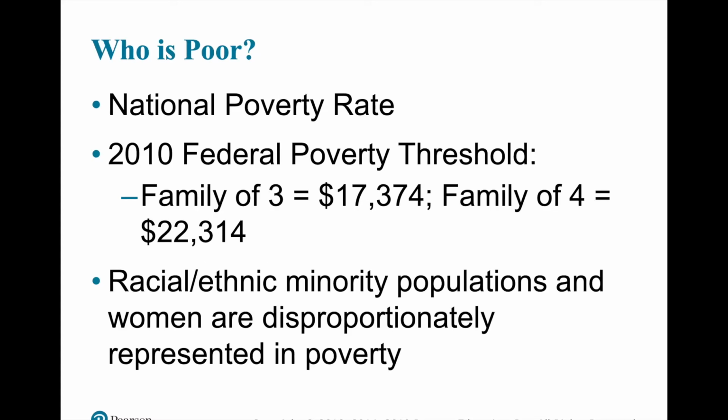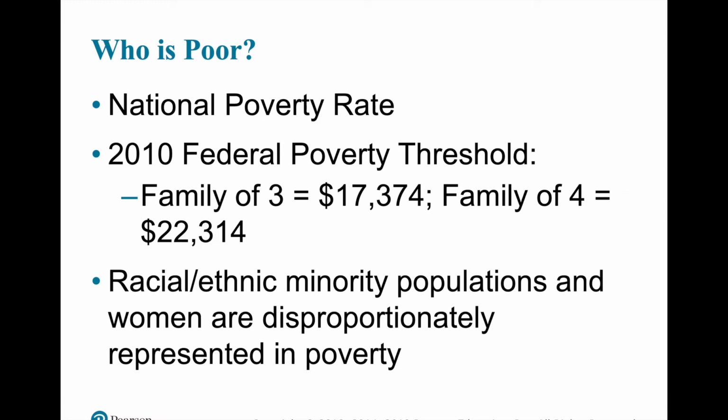So, who is poor? The national poverty rate is currently at its highest level since 1993. So 15.1% of those in the United States are living in poverty right now. In 2010, the federal poverty threshold for a family of 3 was $17,374, and for a family of 4, it was $22,314.